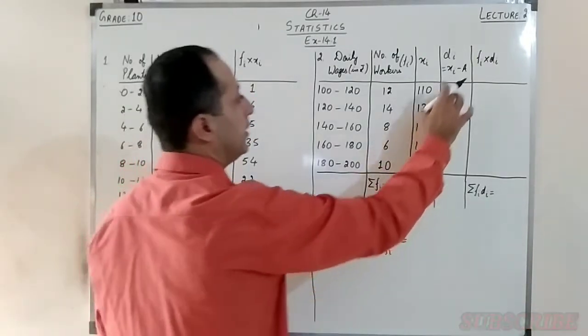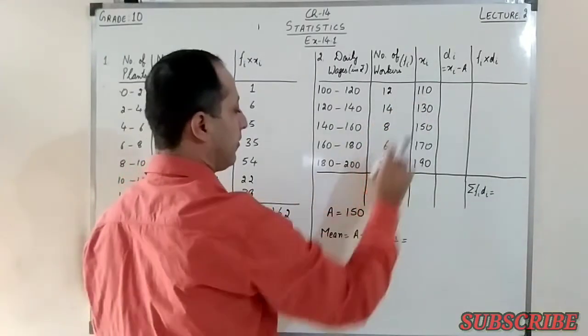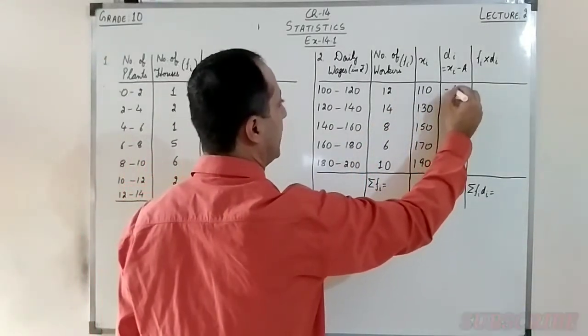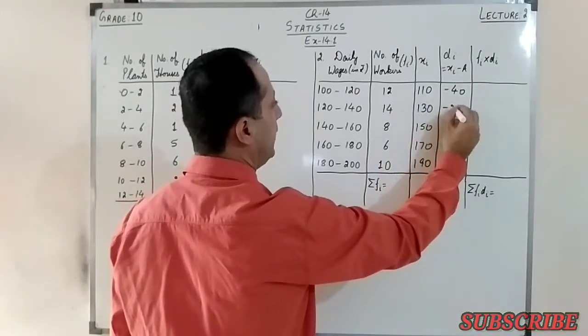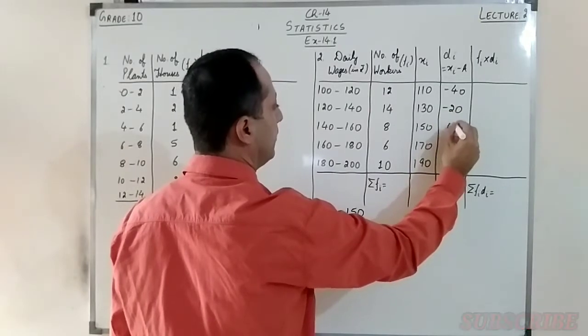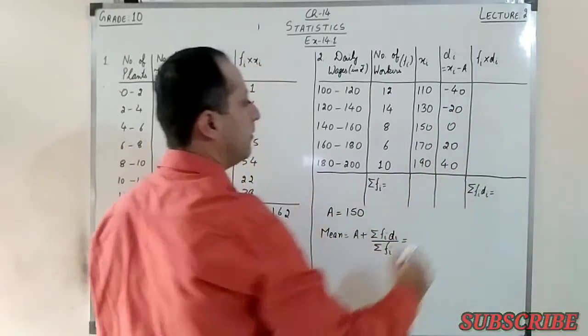Now, the next step is to find the Di. How do we find Di? We subtract A from Xi. So the first one we get is minus 40. Then we get minus 20. Then 0, then 20, and finally we have 40.